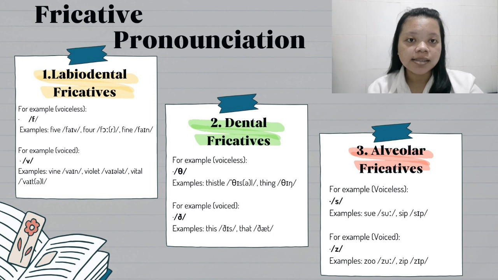The third one is alveolar fricative. For this fricative, the tip of the tongue moves up against the gum line behind your upper teeth. For the voiceless example, you can pronounce like s, s, and the word examples, sue and sip. For the voiced example, you can pronounce like z, z. For the word examples, zoo and zip.